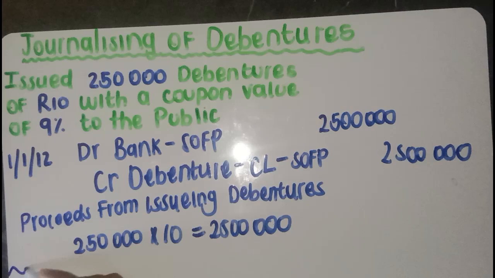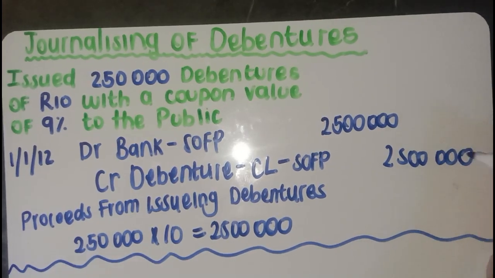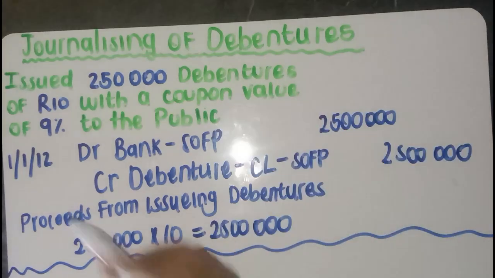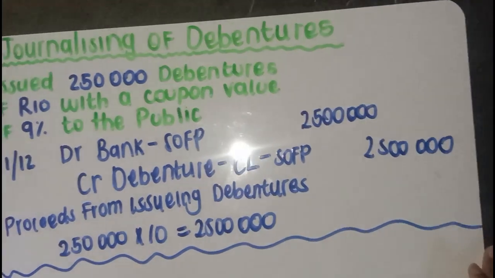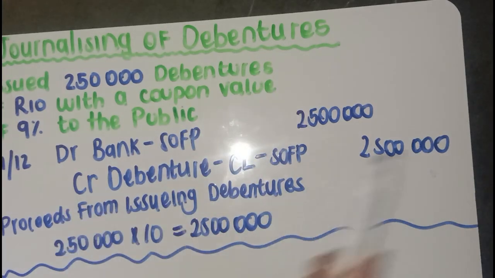Right. Now you ask yourself, where does the 9% work? When they're paying back the public, you'll have to reverse it and pay back 250 if they're paying it once off. But where does the 9% work? 9% is the interest on these debentures. So it works in your interest expense, the financial cost note. So in your financial cost note, you'll be writing all the interests that you are paying throughout the financial year, right? Finance cost is the same as interest expense.